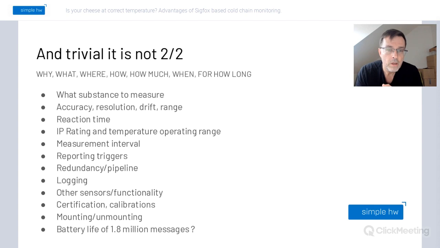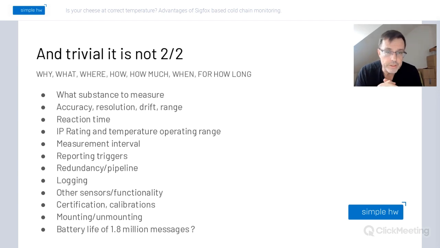Again, we get requests quite often that the customer wants to measure, but they don't tell us what they want to measure, whether it's liquid, whether it's air, whether it's surface temperature. It can be quite different approaches for different substances being measured. They don't tell us accuracy, resolution, reaction time, IP rating, measurement intervals, or how they want to trigger the reporting events. Those are the things that need to be discussed with the customer in order to understand the use case and to find the best solution.